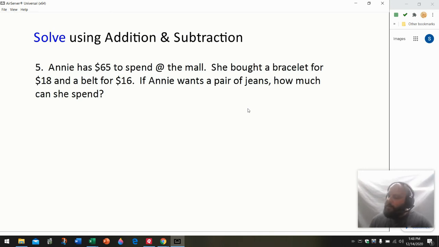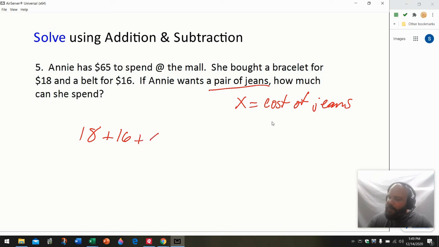We do not know how much the jeans cost, so we're going to call the jeans X, and X is going to be the cost of jeans. The first thing we're going to do is define our variable. The next thing is to write our inequality. She has already spent $18 on a bracelet and $16 on a belt. Then she wants to buy a pair of jeans, which we do not know the cost of. However, we know that she is capped at $65.